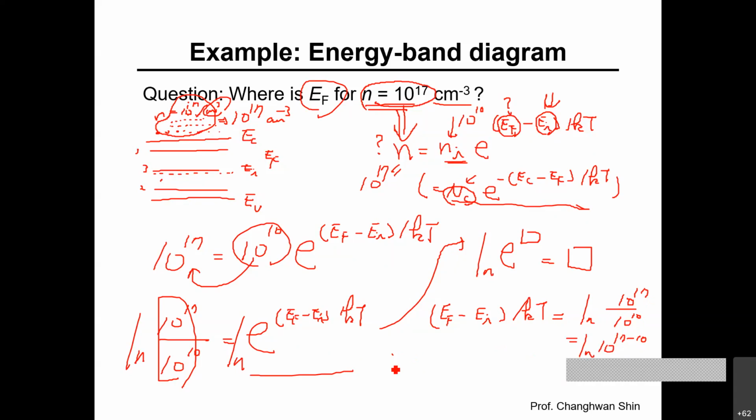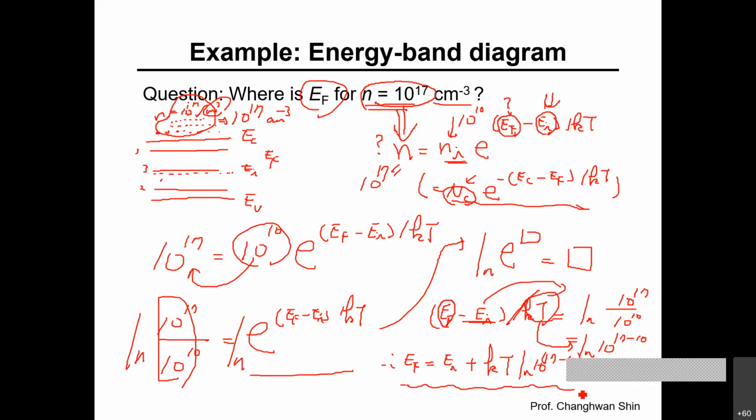Now we would like to know the position of the Fermi energy level. So EF is equal to what? KT is moved to the right-hand side. So KT and then 10, 17 minus 10. And the EI has been moved to the right-hand side. So EI plus. Okay, so we are almost done.